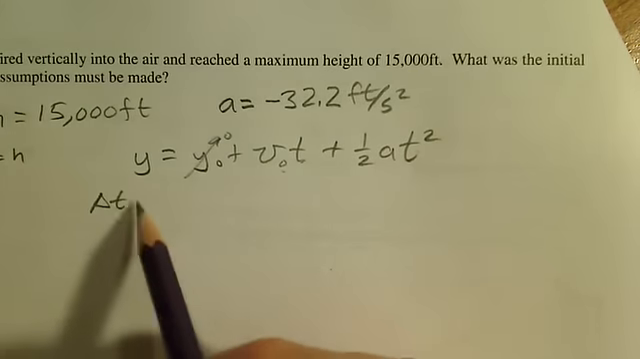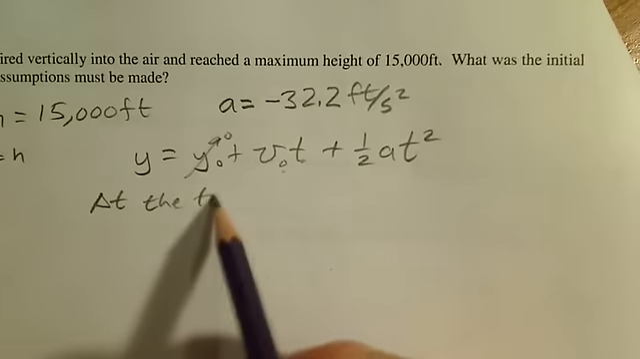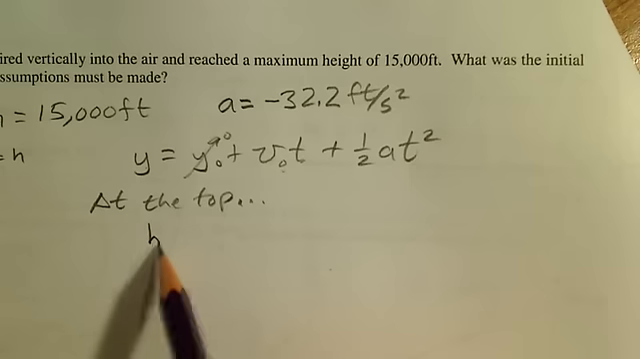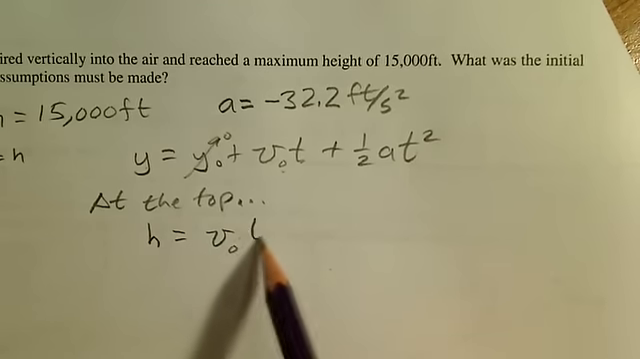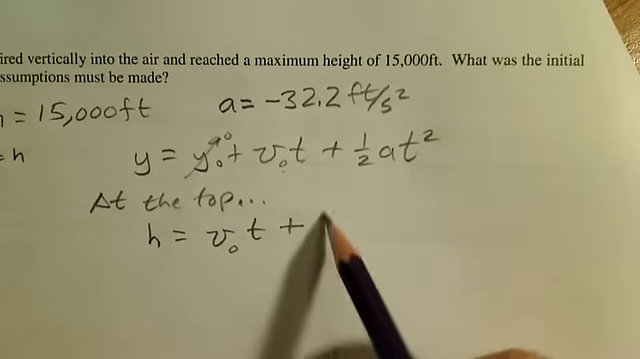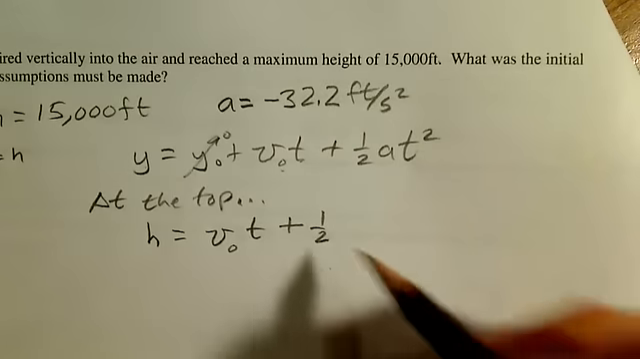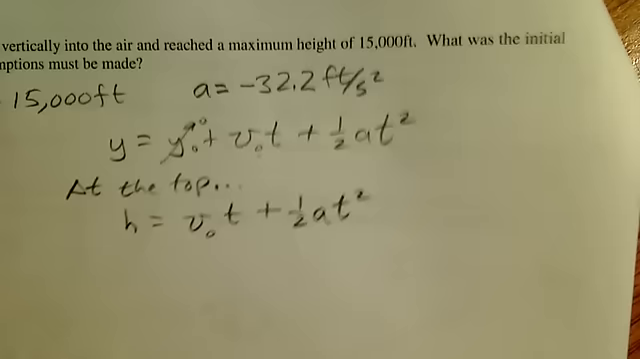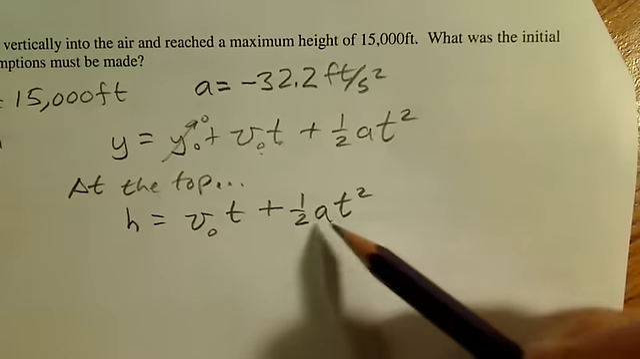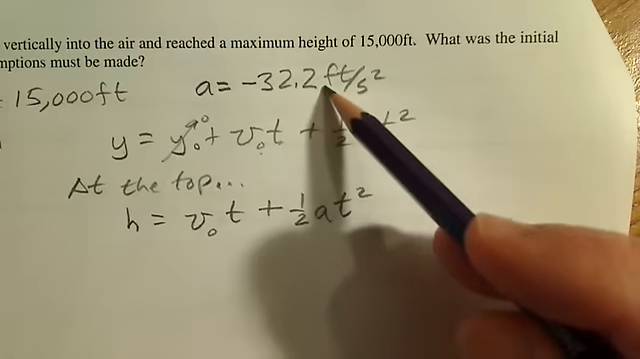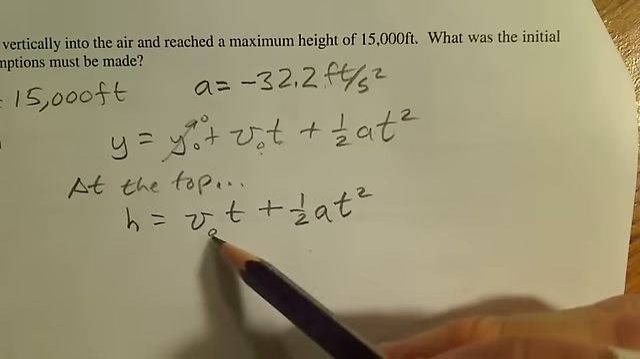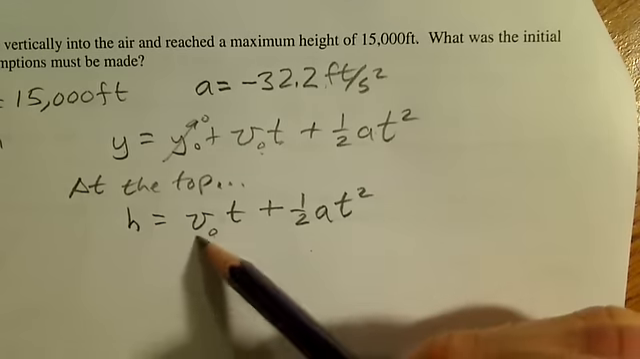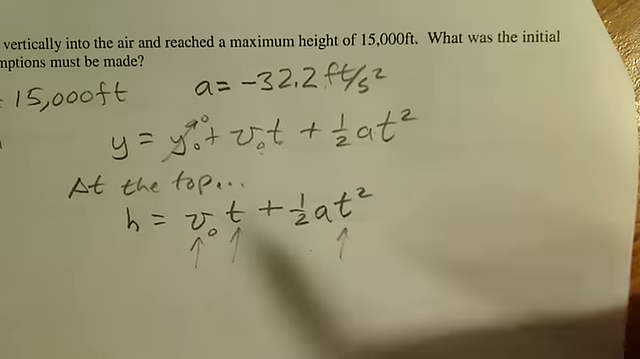What you could do is say this, at the top, y becomes h. You have v0 t plus 1/2, and then you have the acceleration, which we know, and we'll put that in later. The problem here is that you have two unknowns. You know what the acceleration is, the acceleration due to gravity. You don't know what the v0 is, but you do know the height. So there's two unknowns. The two unknowns are the v0 and time.